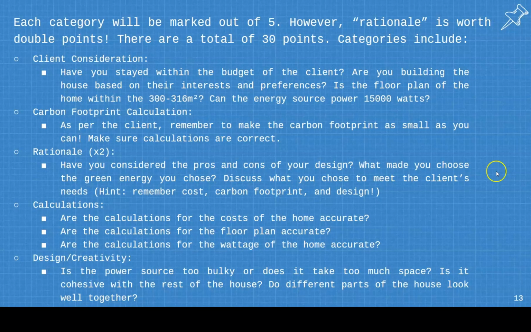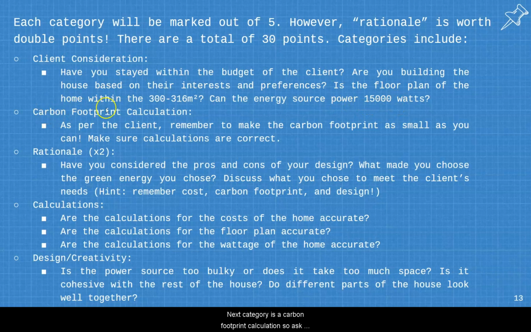Scoring. So each category will be marked out of 5. However, Rationale is worth double the points. So there's a total point number of 30, and the categories include client consideration. So have you stayed within the budget of the client? Are you building the house based on their interests and preferences? Is the floor plan of the home within the allotted designation? And can the energy source power 15,000 watts?